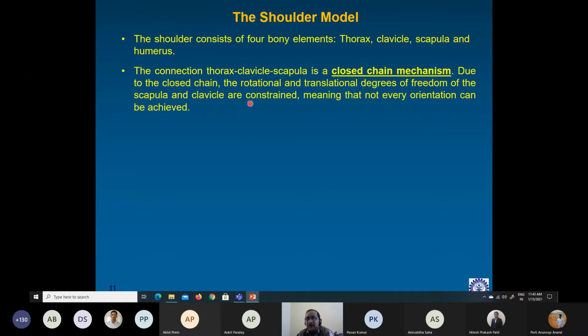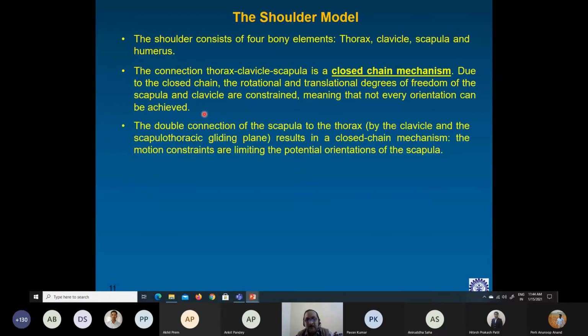Okay, so I hope you know what is meant by closed chain mechanism. That means it is fixed. So it is fixed to the rigid world. Since it is a thorax, clavicle, scapula, again thorax, basically the rotations of the clavicle and the scapula are somewhat constrained, meaning that not every orientation can be achieved. So it is not free to move in spatial coordinate system.